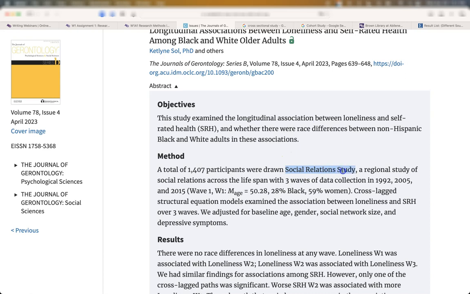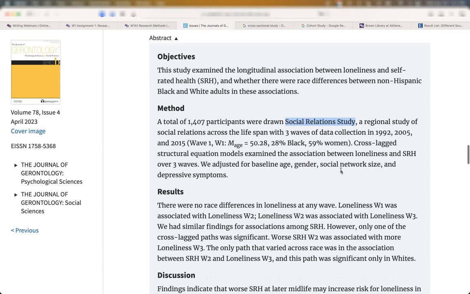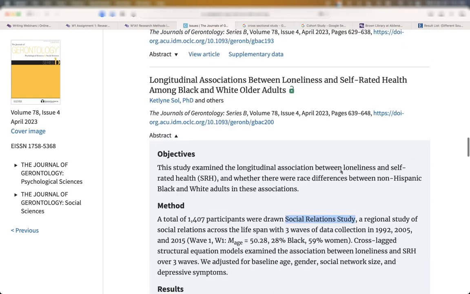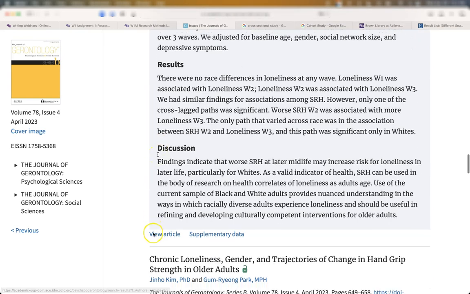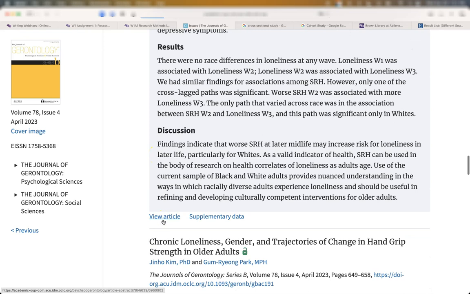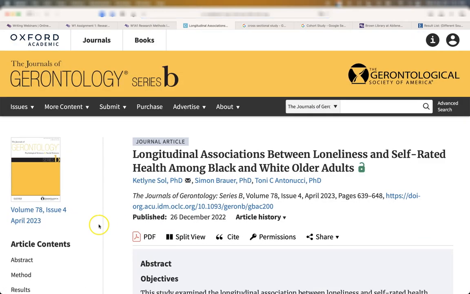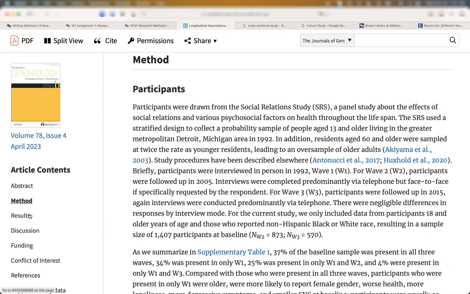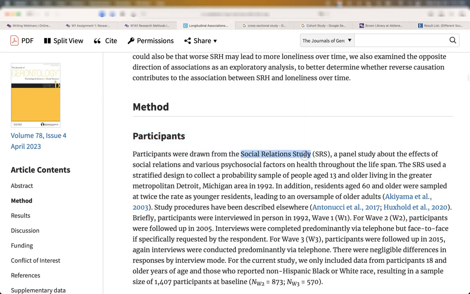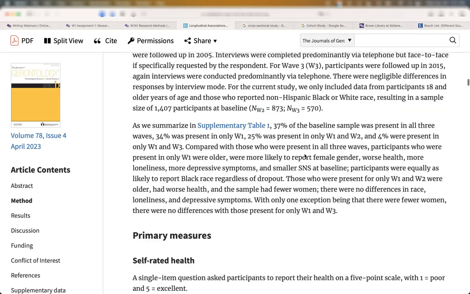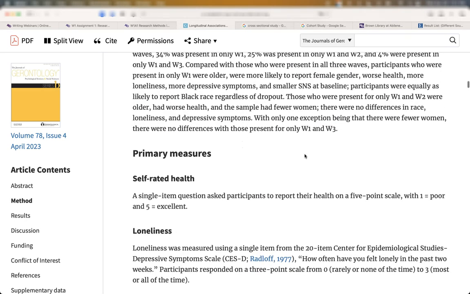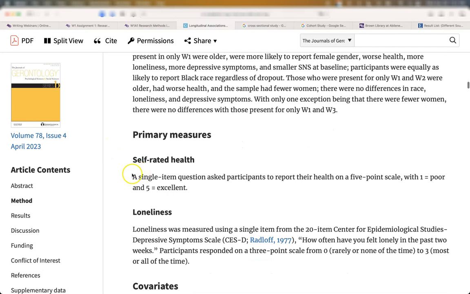Now, we have this study that they were taking data from, but if we really want the specifics, let's go ahead and look at the article itself. So view article, and as you saw before, we can use this shortcut here to get to the method section here, and we see, okay, they were using secondary data from the social relations study, and we see that, oh, yes, they reported their health on a 5-point scale. Well, that's something, 1, 2, 3, 4, 5, that is countable.